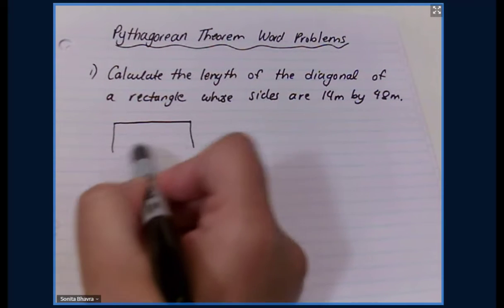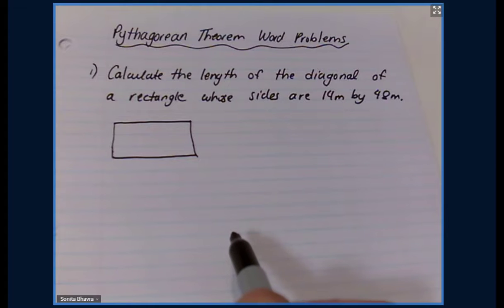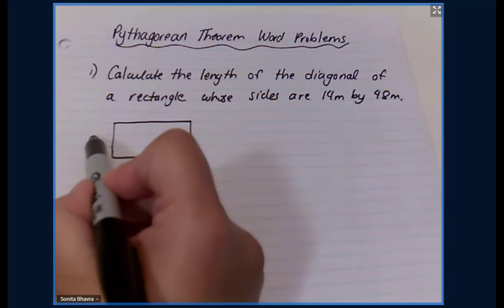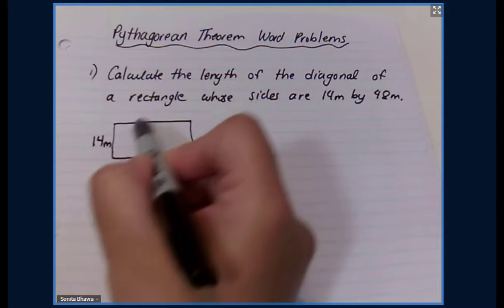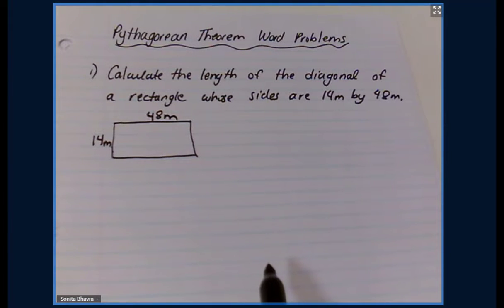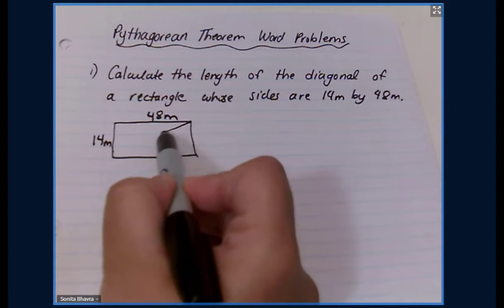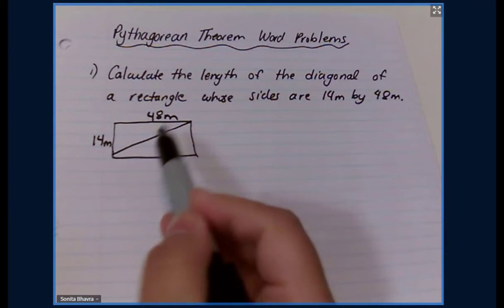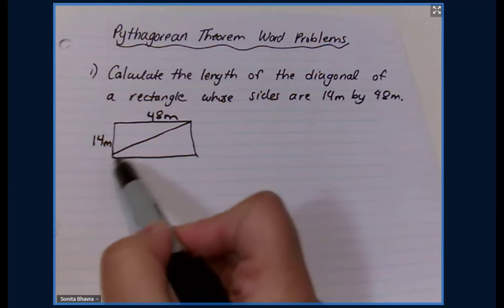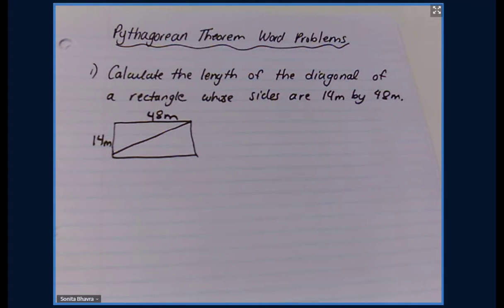So I'm just going to draw out a rectangle, and we know it's 14 meters by 48. So 14 meters, this is 48 meters. And we're told that we need to find the length of the diagonal. So that means we're basically looking for the length of the diagonal that goes like this, from corner to corner. My image is a little bit off, but from corner to corner would make the diagonal. All right, that is what we need to solve for.